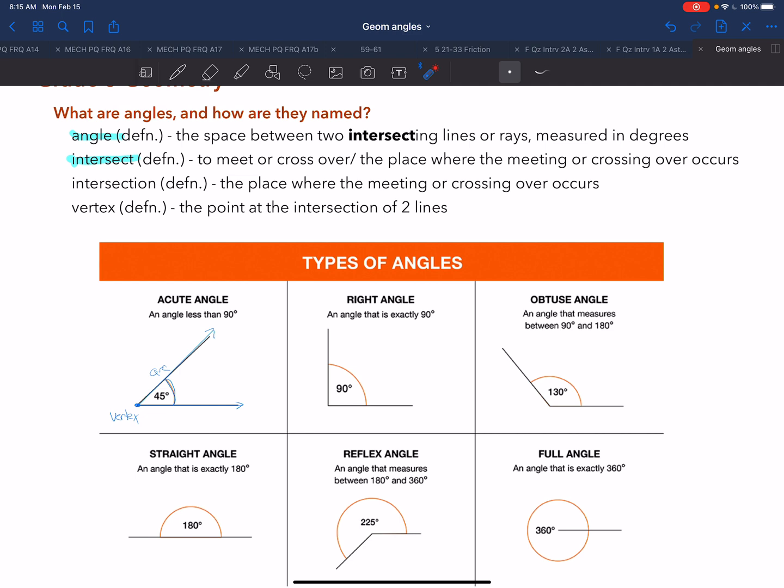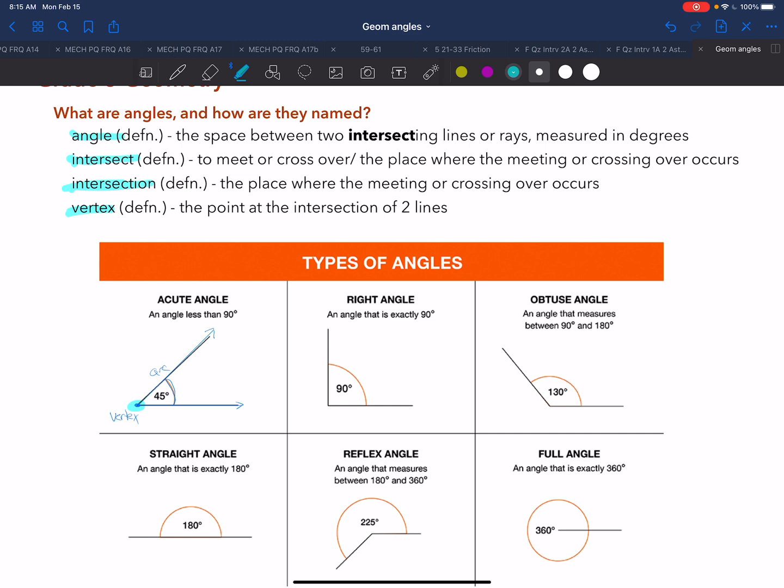Now the next word is intersection. It's the place where the meeting or crossing over occurs. That's an intersection. But when it's an angle, it has another special name, the vertex: the point at the intersection of two lines. Let's now talk about each of the different types of angles.